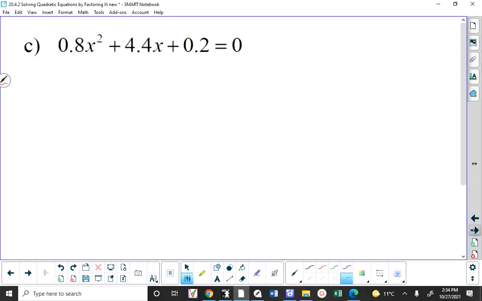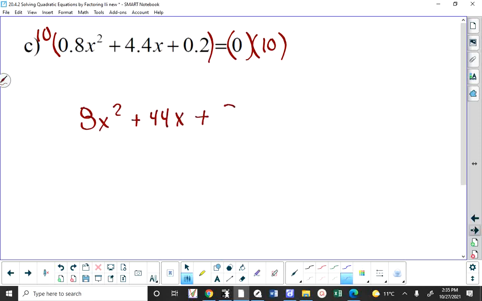0.8x squared plus 4.4x plus 0.2. Well, let's multiply everything by 10. Let's do it this way this time. So I get 8x squared plus 44x plus 2 equals 0. Again, you multiply by 10. All you're doing is you're moving the decimal one place to the right, eliminating that decimal. I can take a 2 out and have left 4x squared plus 22x plus 1.